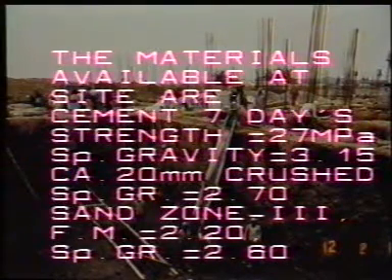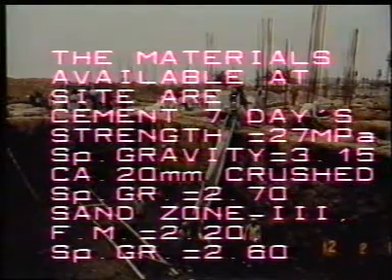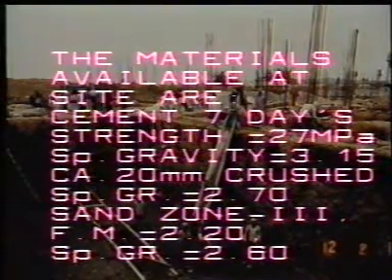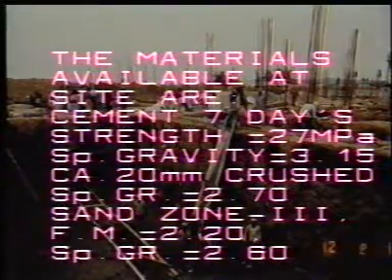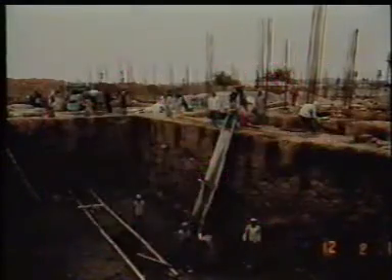Coarse aggregate is of 20 mm size, crushed type, and has specific gravity of 2.7. Sand is of grading zone 3, having fineness modulus of 2.2 and specific gravity of 2.6.